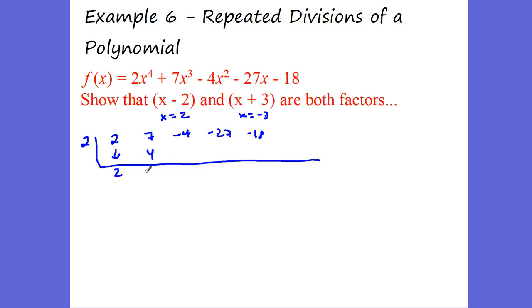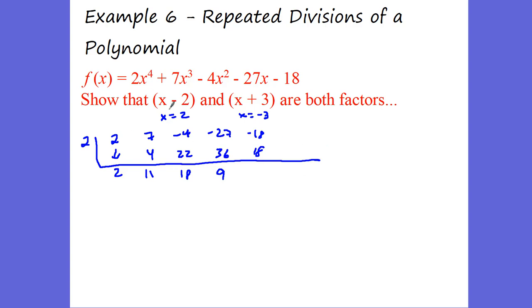2 times 2 is 4. We get 11. 11 times 2 is 22. 22 minus 4 is 18. 18 times 2 is 36. We're getting much harder here. We get 9. 9 times 2 is 18. Guess what? I got a remainder of 0. Ding, ding, ding!